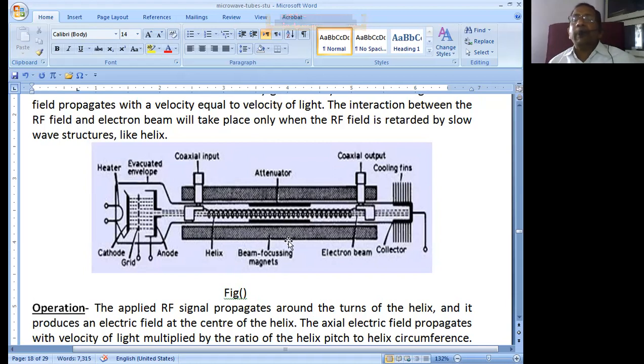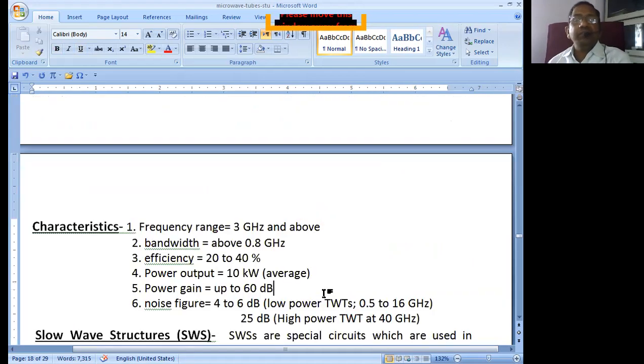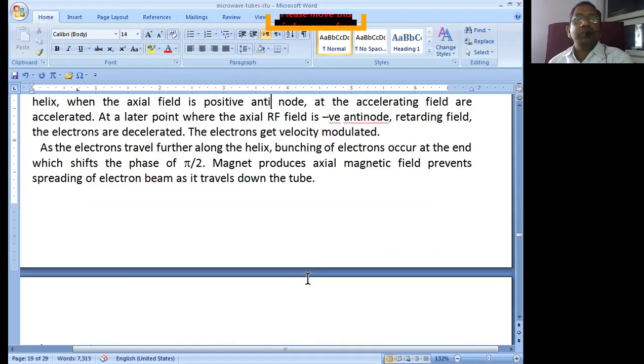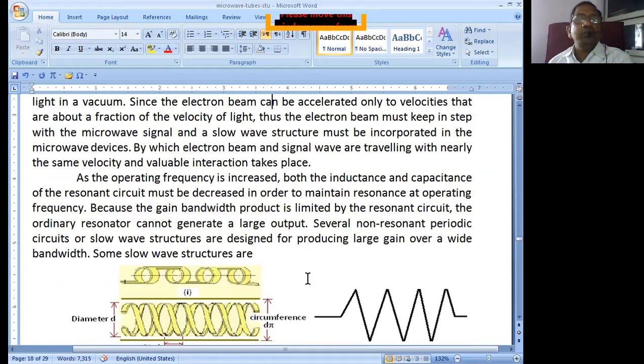should be present before the RF is applied. That is very important for us. So that means before we start up the device, the magnetic field has to be applied. Then the device has to be started. So that care has to be taken here. So this is the traveling wave tube, which basically comes under a slow wave structure.